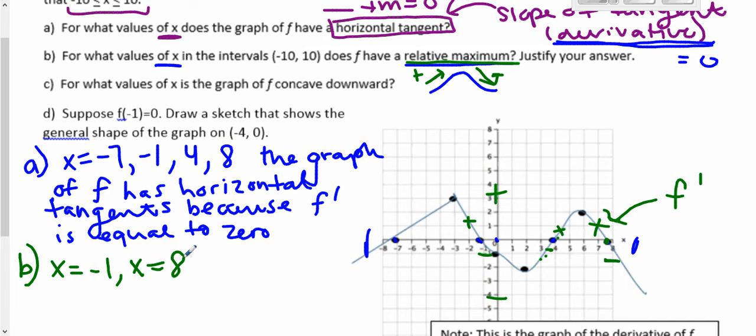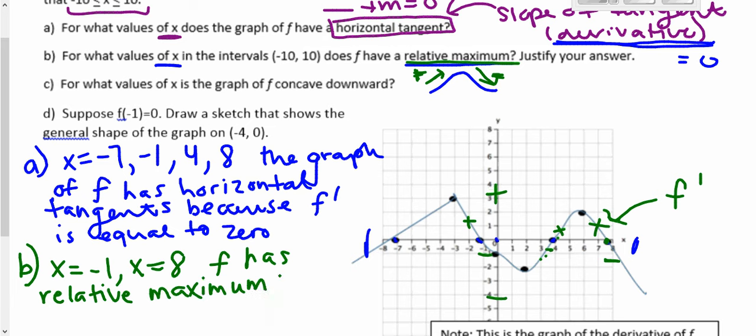This one does say justify, so we must give an answer. The reason why is because our derivative changed from positive to negative. That is a definition of our maximum. So f has relative maxima at these points. Maxima is the plural; they won't count off for that on an FRQ.